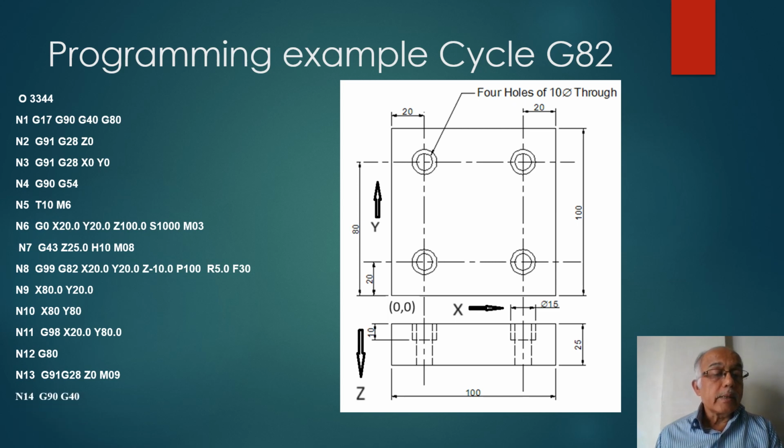Again, G90 is absolute programming mode and G40 is cancellation of cutter compensation. And block number 15 is the end of the program. M30 is the code for the end of the main program for FANUC control. So this is how we program for drilling of holes using cycle G82.